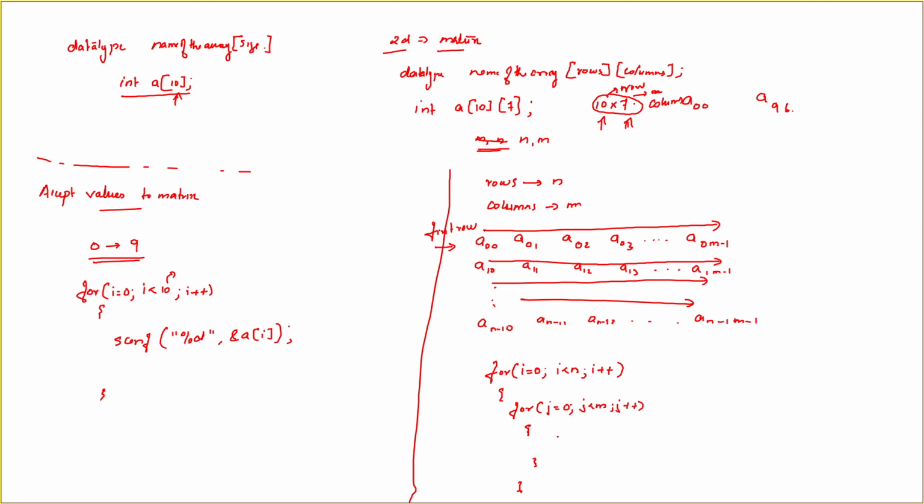If I am writing printf i equal to %d, j equal to %d, i comma j. What if I write a step like this? printf i equal to %d, j equal to %d, i, j. What all will be the values? You all know what the values will be.